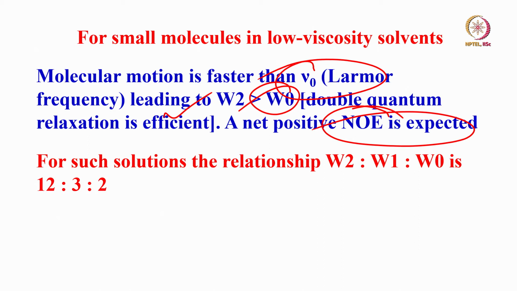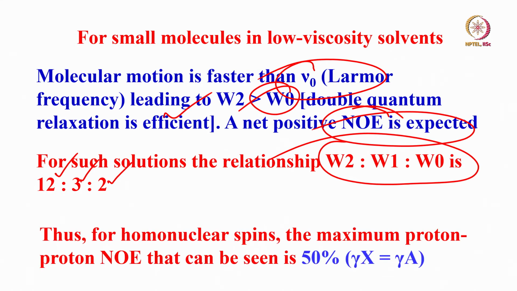For such solution, the relationship for W2, W1, W0 has already been worked out. We don't need to discuss this in depth. It is nothing but 12:3:2. That is the relationship for small molecules undergoing molecular motions faster than the Larmor frequency.